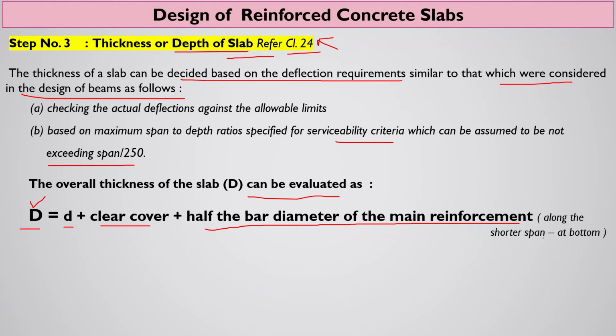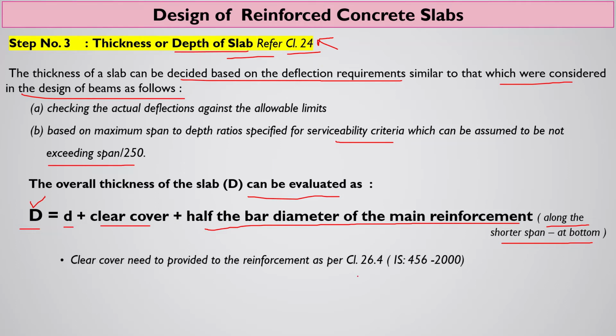Now what you have to consider is that main reinforcement is provided along the shorter span, and it is provided at the bottom, and distribution steel is provided above the main reinforcement. Now clear cover. Some clear cover is required to be provided to the reinforcement. We can refer to the guideline mentioned in clause 26.4.